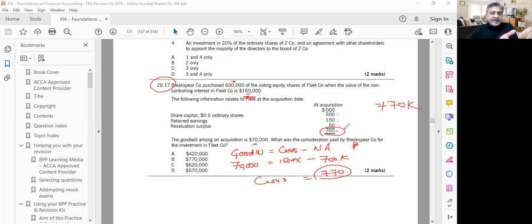Like the net assets are 700 and you're paying 70 on the top. So it means that you are paying 770,000. Out of 770,000, 150 is paid by the NCI. And of course, the remaining is paid by the parent, and that makes it 620. You are absolutely right. It is 620,000. Clear?